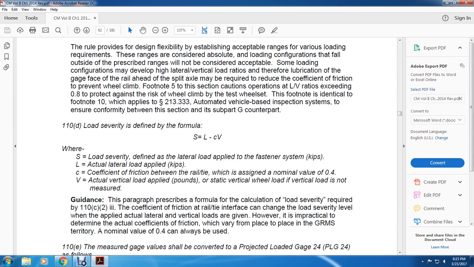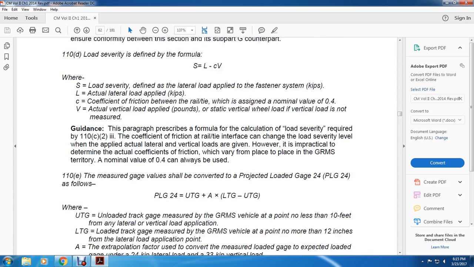110D, load severity is defined in this formula: S equals L minus CV. Load severity defines the lateral load applied to the fastener system. S in KIPs equals the actual lateral load applied in KIPs minus the coefficient of friction between the rail and tie, which is assigned the nominal value of 0.4, times the actual vertical load in pounds. V is the static vertical wheel load. Vertical load is not measured. Guidance.